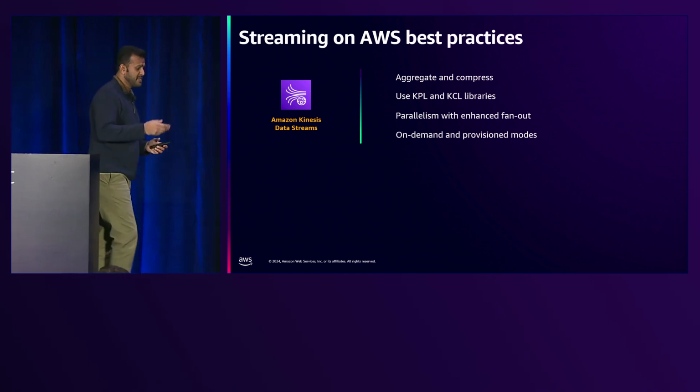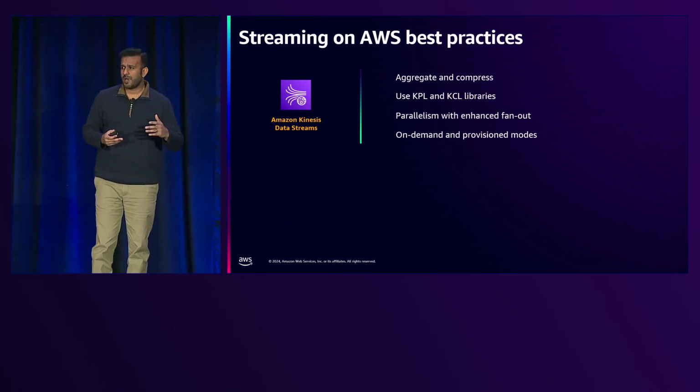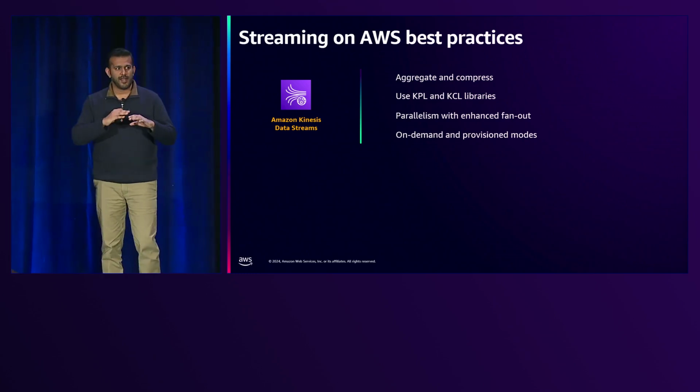And with Kinesis, you have the option of using on-demand or provisioned modes. So the recommendation, again, is to start with on-demand. Once you understand your traffic patterns, and if you have a predictable pattern, you can go with provisioned mode.